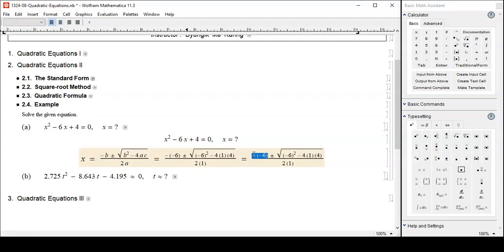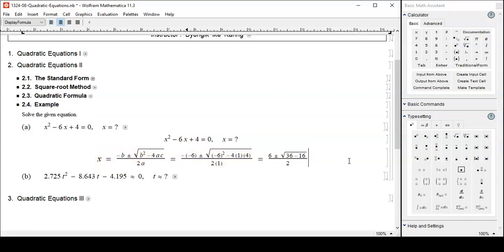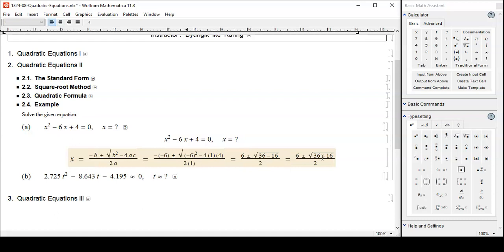Negative, so we have positive 6, and this one 2 times 1 is just 2. Now 6 squared is 36, positive 36, because any square is positive. And 4 times 1 times 4, that's 16. All right. 36 minus 16, so that's 20.